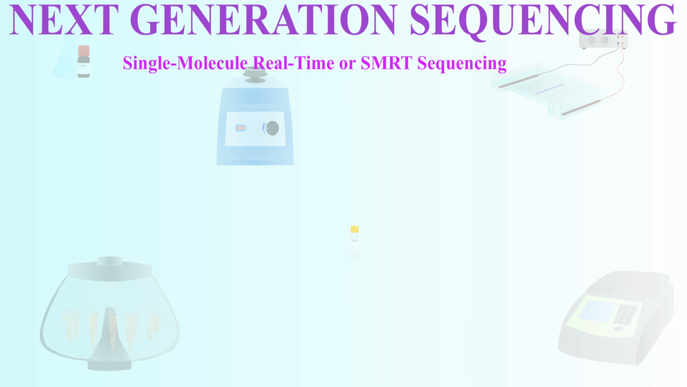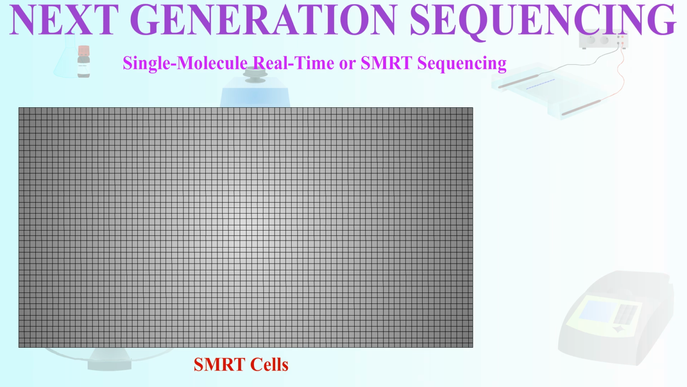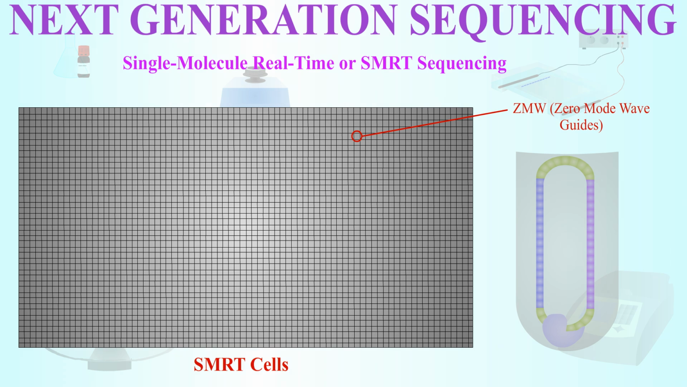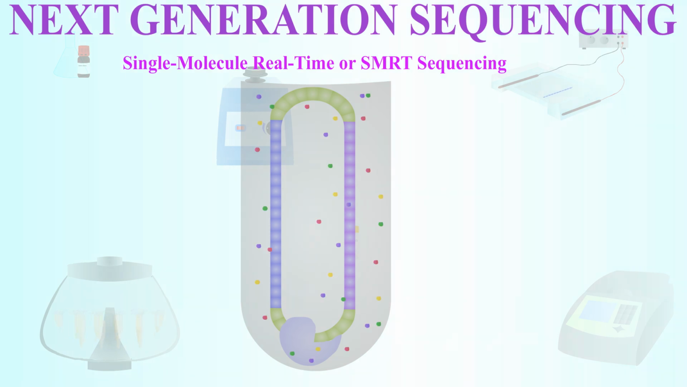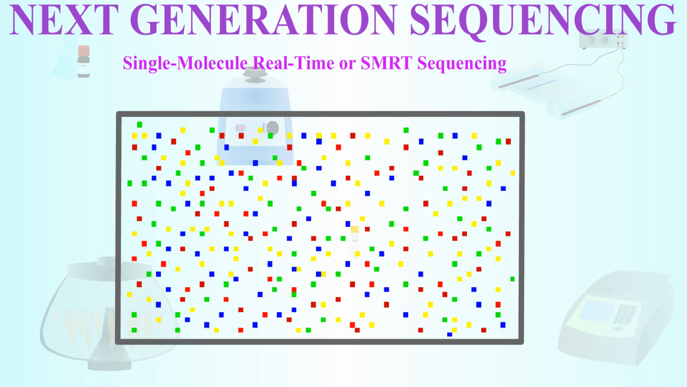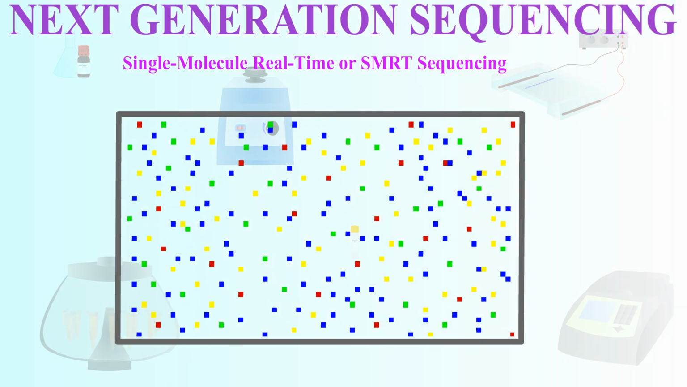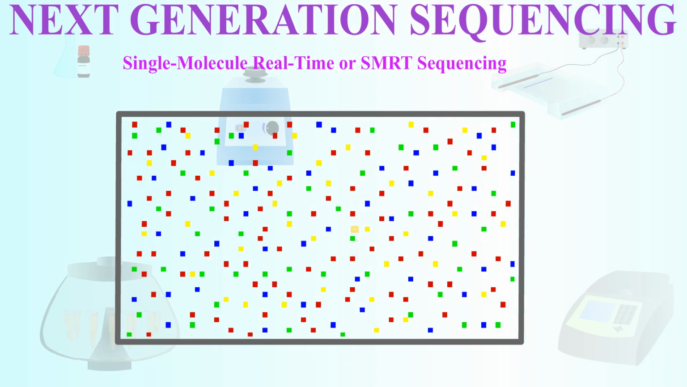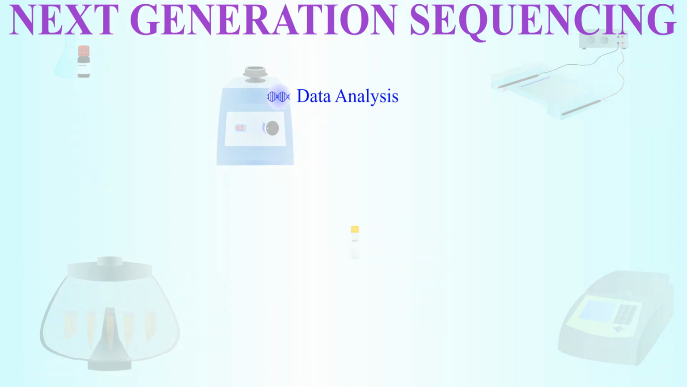3. SMRT sequencing, or single-molecule real-time sequencing. The SMRT cell is a specialized device that contains thousands of zero-mode waveguides, or ZMWs. Each ZMW holds a single DNA. Into the cell, we will add four distinctly fluorescent-labeled nucleotides along with the enzyme DNA polymerase. The fluorescence will be emitted as soon as one nucleotide is incorporated into the growing end of the DNA. After each incorporation, the fluorescent label is cleaved off by breaking the phosphodiester bond between the fluorescent dye and the nucleotide.